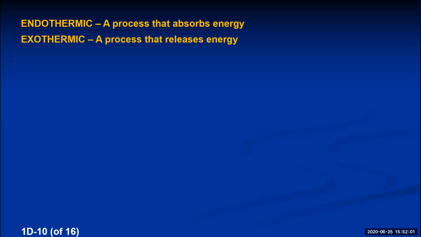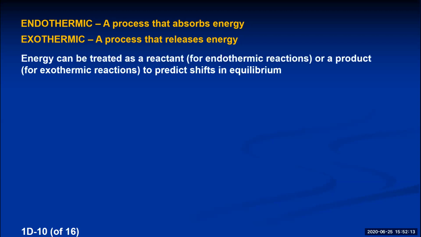And if you know a reaction is exothermic or endothermic, then when you write your balanced equilibrium equation, you can actually write energy as either a reactant or product in the equation, because that's going to help you determine how a change in temperature is going to affect the equilibrium. So energy can be treated as a reactant if it's an endothermic reaction because it absorbs energy, so it's acting as a reactant, or as a product for exothermic reactions because exothermic means energy is being released, so it would be a product. And if we write that down, we can use that to predict the shifts in equilibrium.